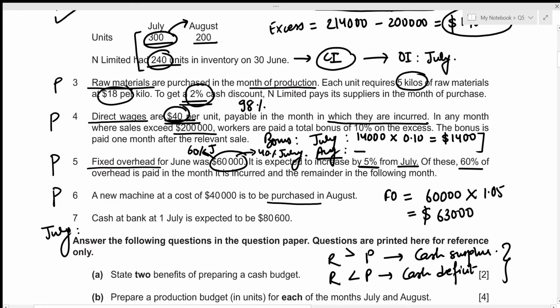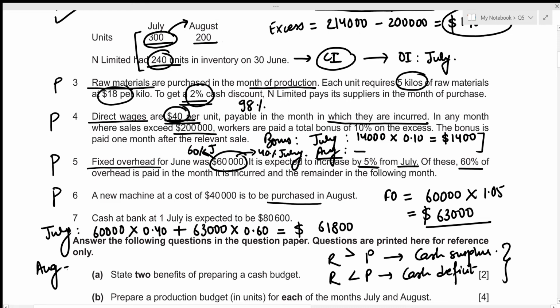That's 40% of the month in June. So that's 60,000 times 40%, which you can write down as 0.40, plus 60% of the fixed overheads in the month of July. And we figured out our fixed overhead for the month of July to be 63,000. So that's 63,000 times 60%, which you can write down as 0.60. So the total fixed overheads paid in the month of July is 60,000 times 0.40 plus 63,000 times 0.60, which gives the total fixed overheads to be 61,800.